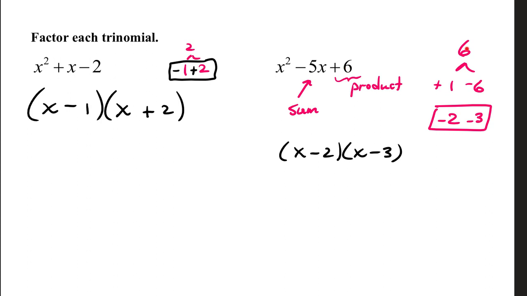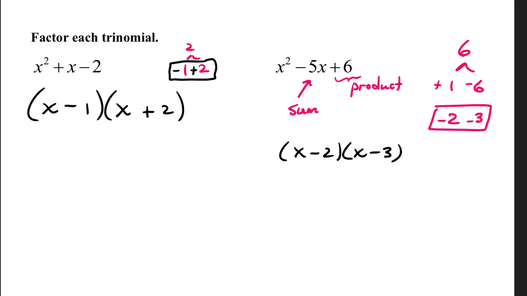In the example to your right, we take the last number 6. 6 has a couple of pairs of factors, 1 times 6 or 2 times 3. We have to pick a pair such that the sum is negative 5 and the product is 6. If we try the top pair, if you add 1 and negative 6, you can get your negative 5, but the product is not positive 6. So we have to move to the second pair of numbers and try negative 2 and negative 3.